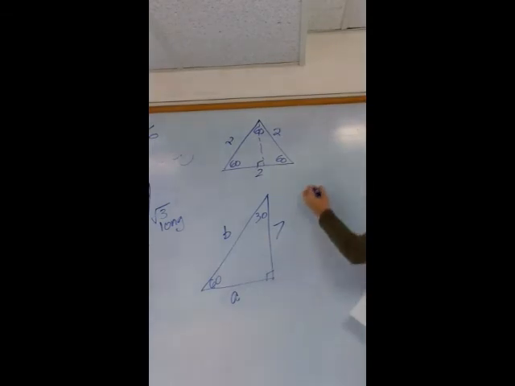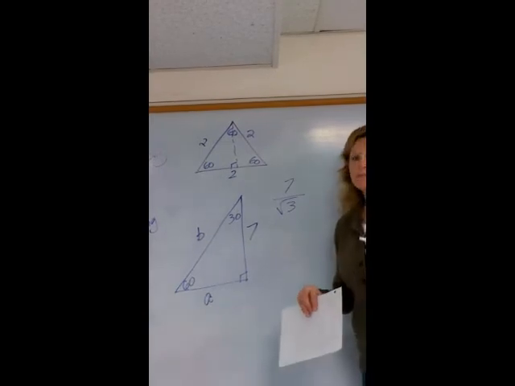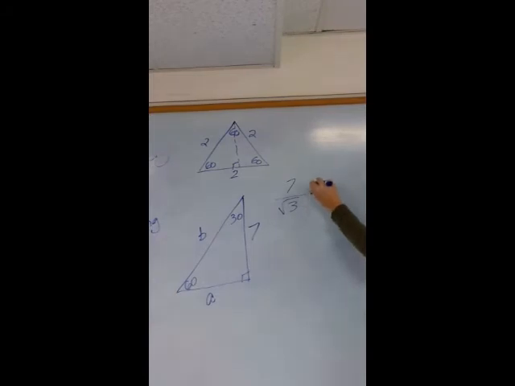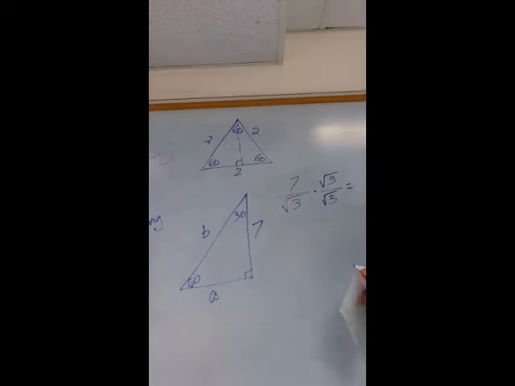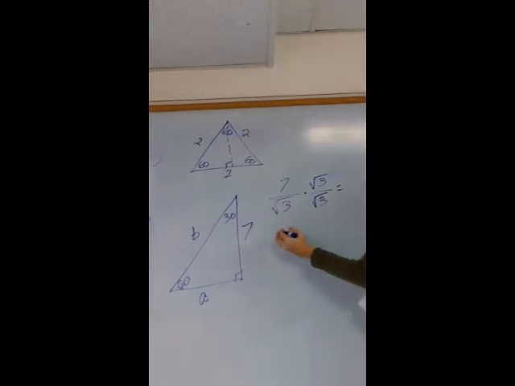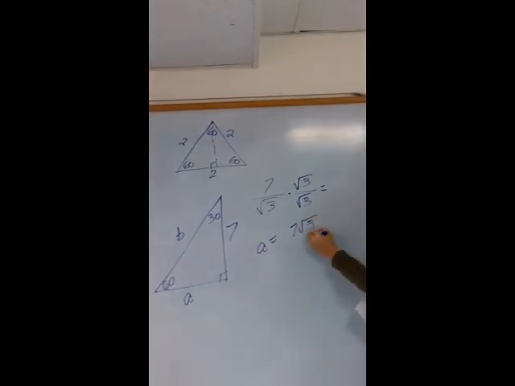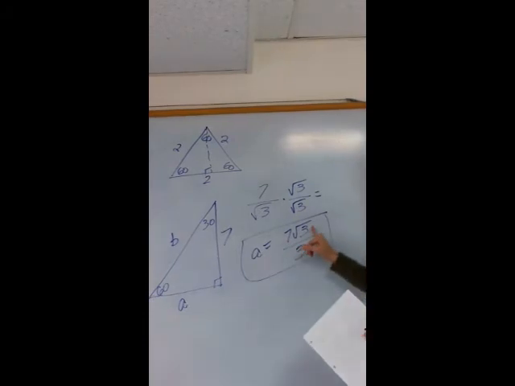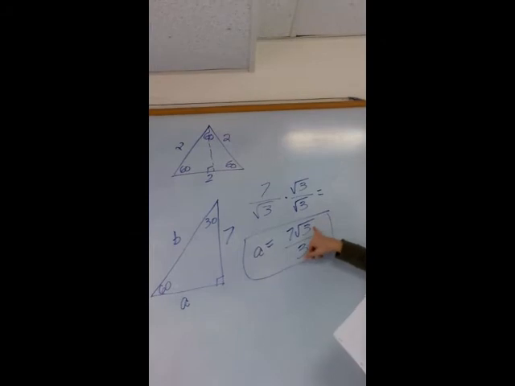So let's take our 7 and just divide it by root 3. And as we know, it's bad math manners to have a square root in the bottom of a fraction. So we need to get rid of that root just by simply multiplying it by root 3 over root 3. And my short side then, A, should be the 7 root 3 over the square root of 9, which is a 3. And they want you to leave your answers with the square root in it. Don't give me a decimal, and don't try to multiply it out or anything. Just leave the root 3 in your answer.